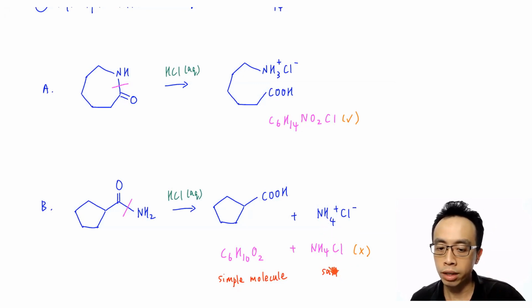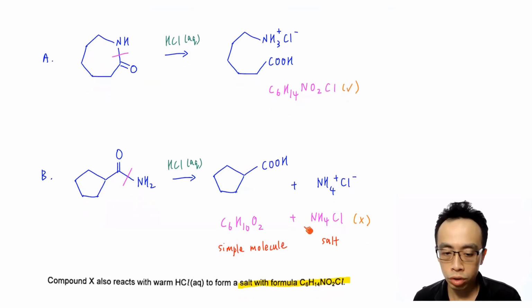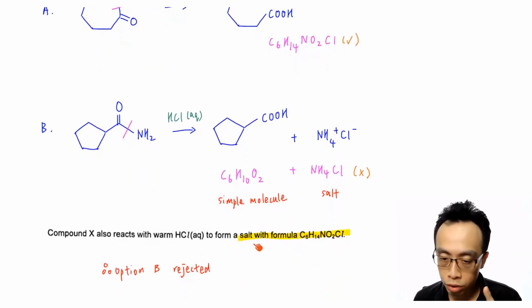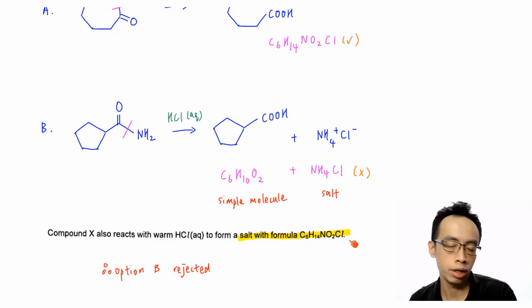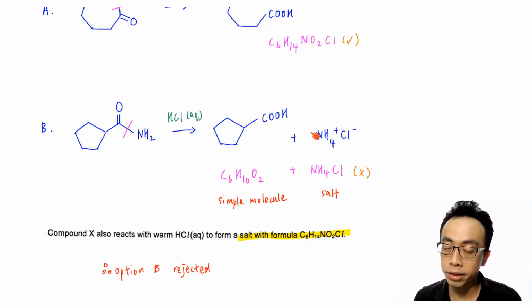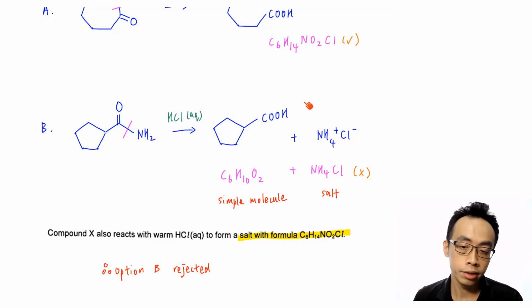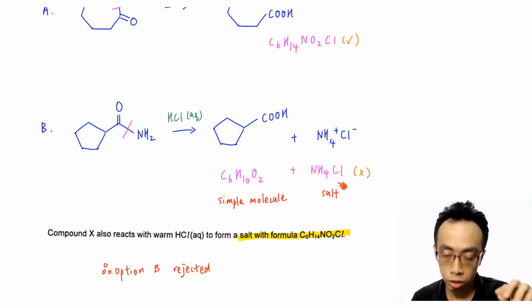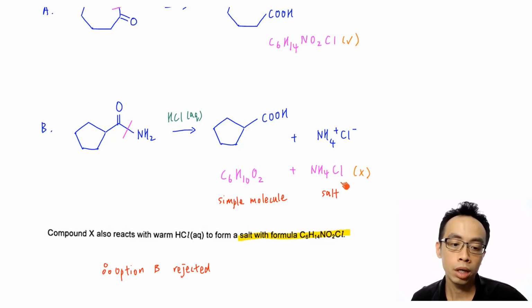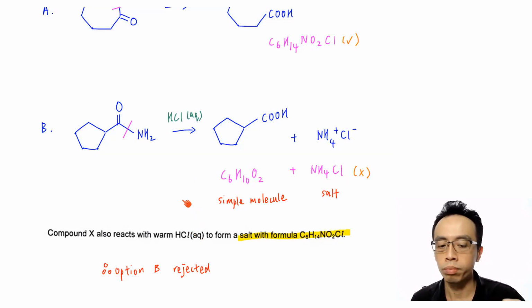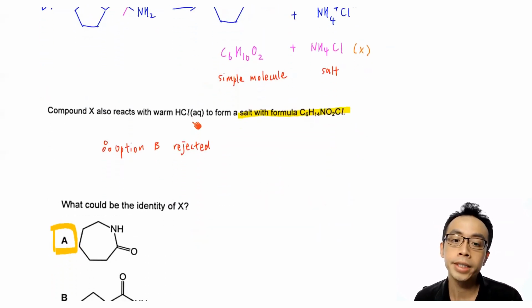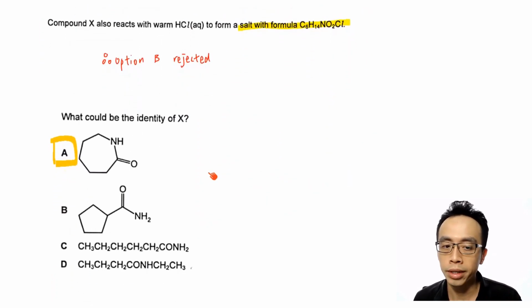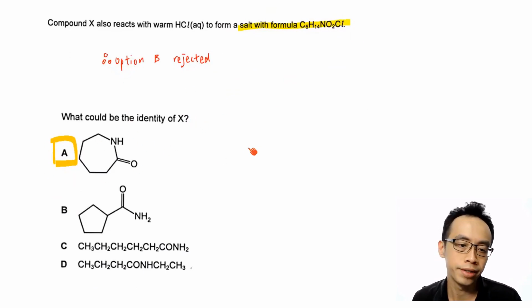Now notice the formula is not consistent with what the question wants, because the question wants me to form only one salt, and the formula for this salt is this big chunk here: 6 carbon, 14 hydrogen, 1 nitrogen, 2 oxygen, and 1 chlorine. What I have is two different products involving option B. When I do acidic hydrolysis, I'll end up with two different products. One is a simple molecule containing C6H10O2. The other one is my salt, which only contains ammonium chloride. So B is the wrong compound. B will be rejected. Based on these two reactions, we should be able to determine the identity of X. X should be option A.